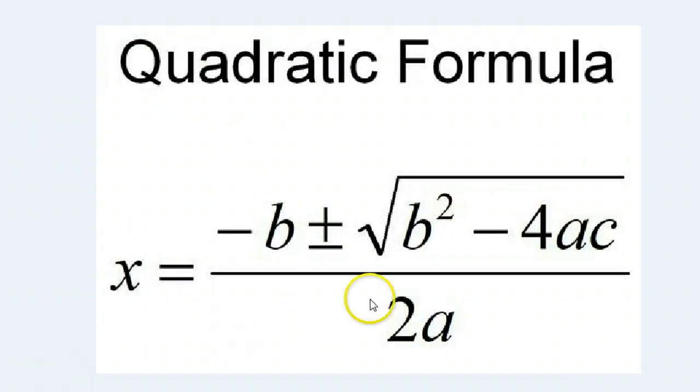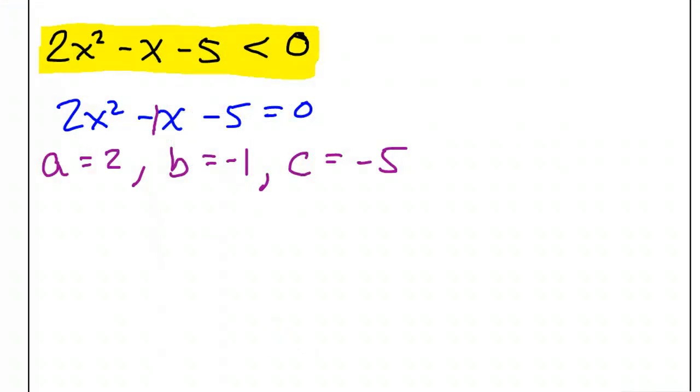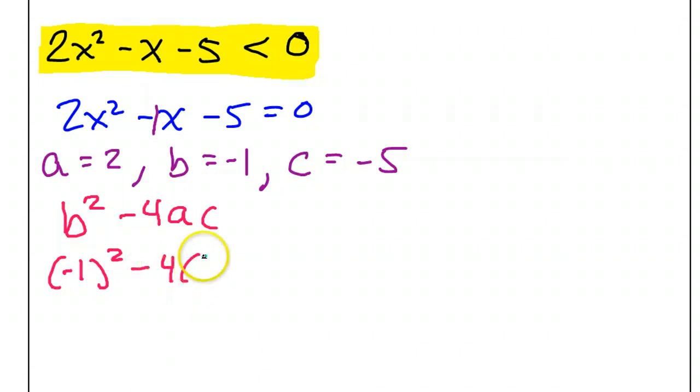That's my A, B, and C that we need for the quadratic formula. Please remember this is the quadratic formula: opposite of B plus or minus square root of B squared minus 4AC all over 2A. Let's start with the discriminant, which is the part underneath the radical. Let's do that first. B squared minus 4AC. B is -1, so that becomes (-1) squared minus 4 times 2 times -5.